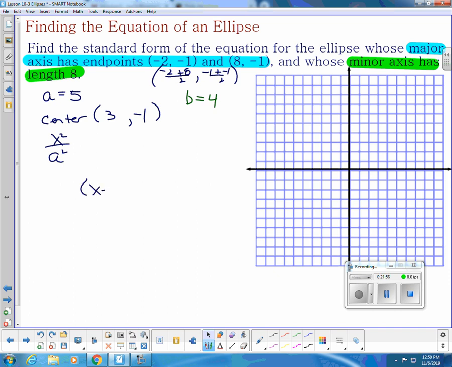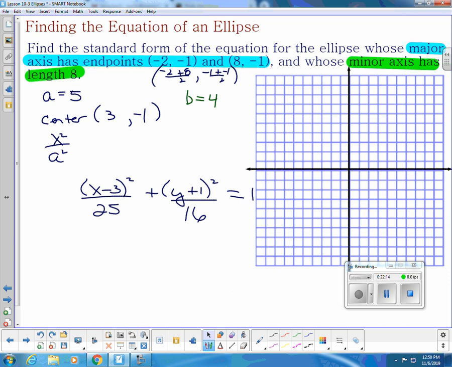It's going to be x minus the x part of my center, squared, plus y minus the y part of my center, squared. Remember, those go in opposites. a squared, we said, is under x, so my a squared is 25. The b squared is 16, and you're done. Didn't have to find c at all.